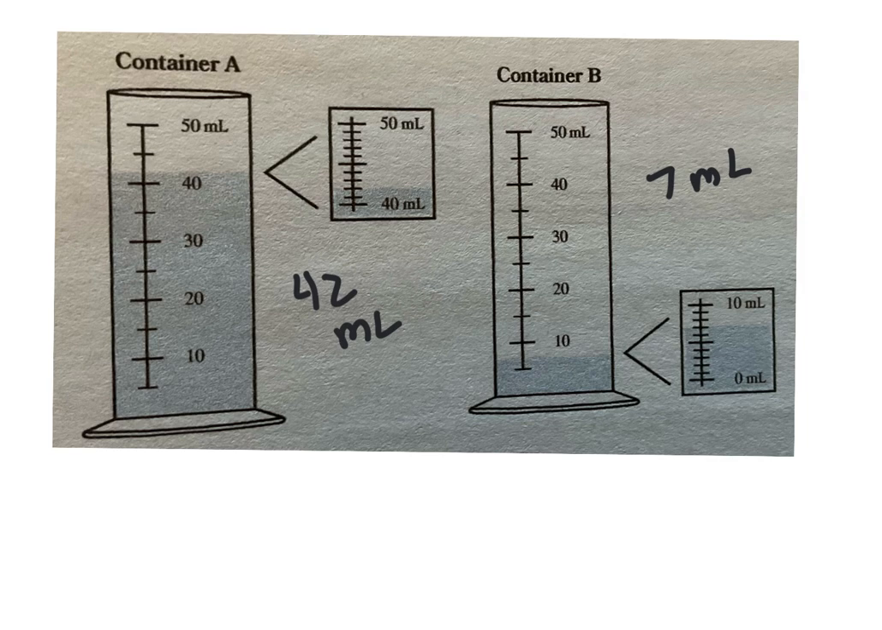So we need to do the inverse operation of the two. We could say 42 divided by 7 is equal to 6. So container A has 6 times as many as container B. So there's our comparison. Container A holds more than container B, and it's 6 times as many.